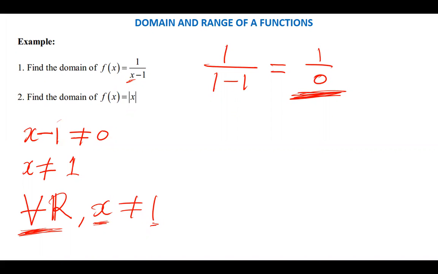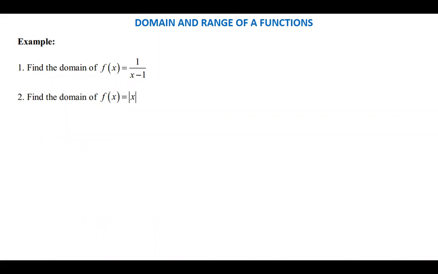And then finding the range. To find the range of any rational function, you simply have to find the inverse of that function. The domain of the inverse of that function is equivalent to the range of the main function. So what I mean is that if you find the domain of the inverse of any given function, the answer that you get is equal to the range of f of x, the main function there.